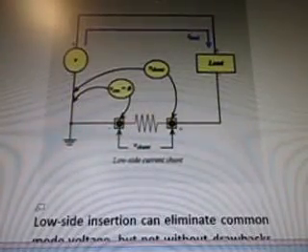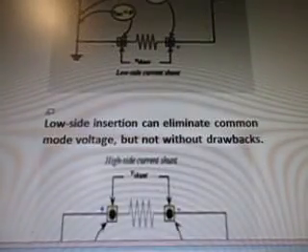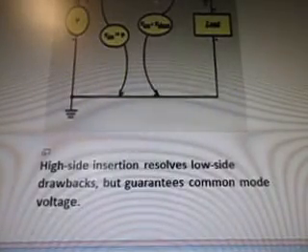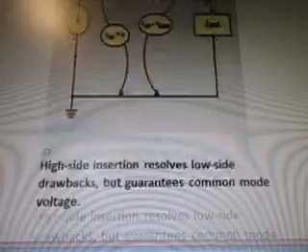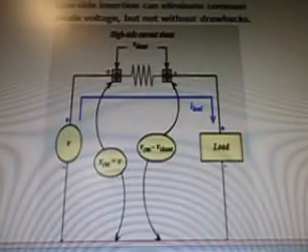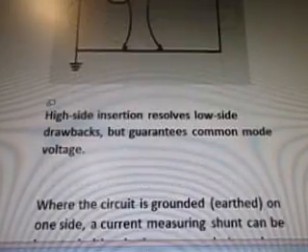So here's a diagram here. Low side current shunt. So the low side insertion can eliminate common mode voltage, but not without drawbacks. Here's another one that says high side insertion resolves low side drawbacks but guarantees common mode voltage. So there's a picture there and there. Can't read it, too tiny.